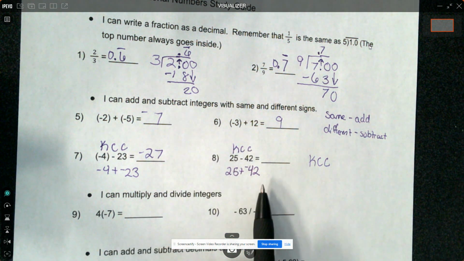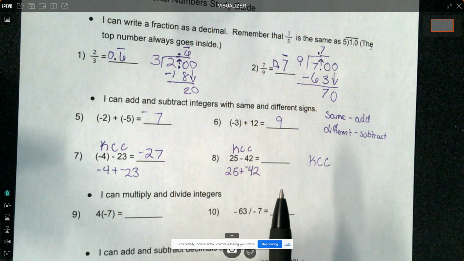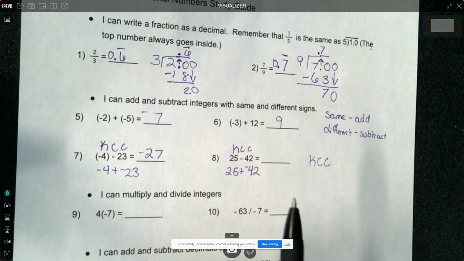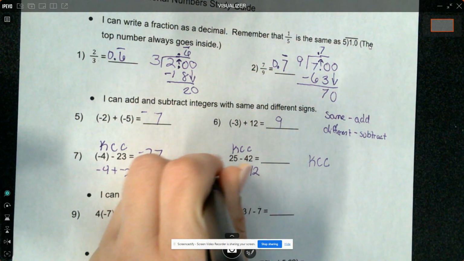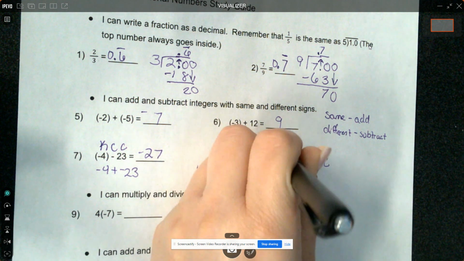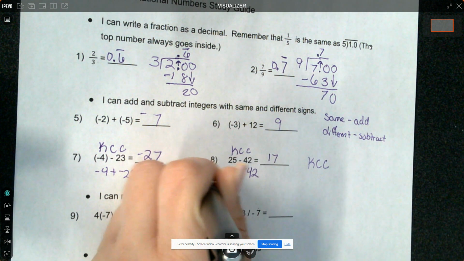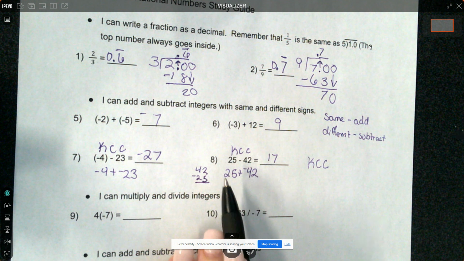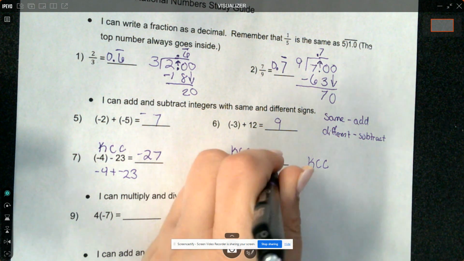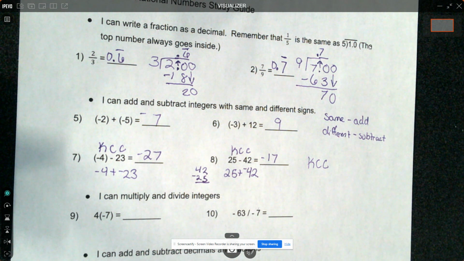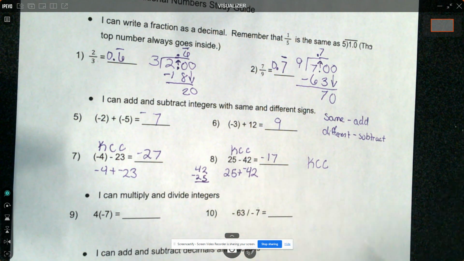Good. These are different signs, so I'm going to subtract. What is 42 minus 25, Ava? What would 42 minus 25 be? 17. You can just do it off to the side if you need to, but don't forget that you have to regroup. So then it would be -17, since the -42 is the larger one.